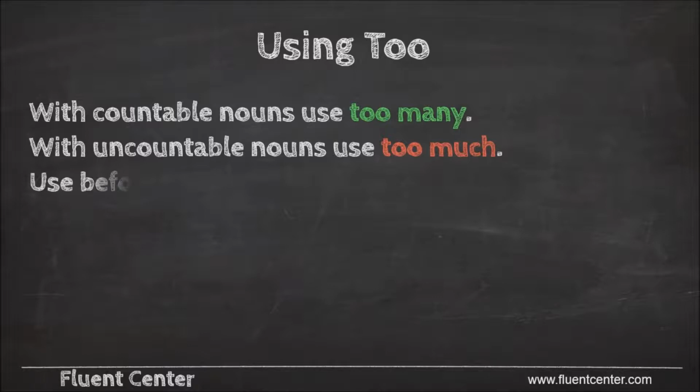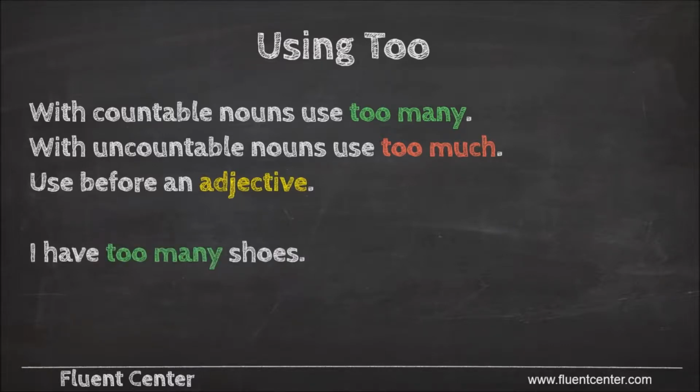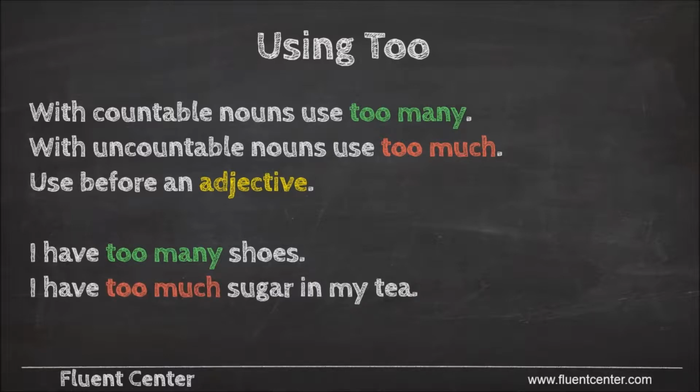We can also use too before an adjective. In my first sentence, I have too many shoes. Shoes is a countable noun. By saying I have too many shoes, I have more than I need. In the second sentence, I have too much sugar in my tea. I am telling the listener that my tea is ruined because there is too much sugar inside. I needed less sugar.